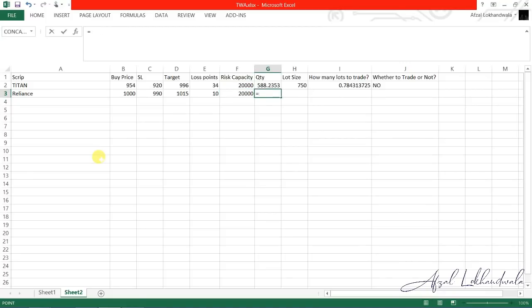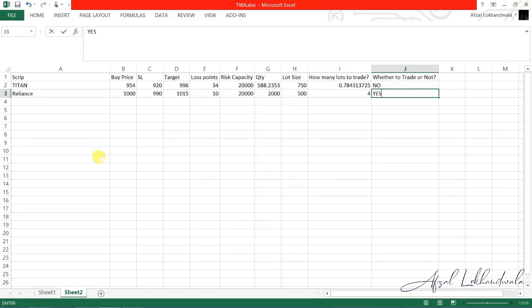How many quantities will you trade? 20,000 divided by loss points, 2,000 quantities. Now if you look at the lot size of Reliance, it is 500 quantity. In each lot of futures they are having 500 quantity of shares. So how many lots will you trade? It will be 2000 divided by 500. So in this case you will take this trade with 4 lots. You will buy 4 lots of Reliance.